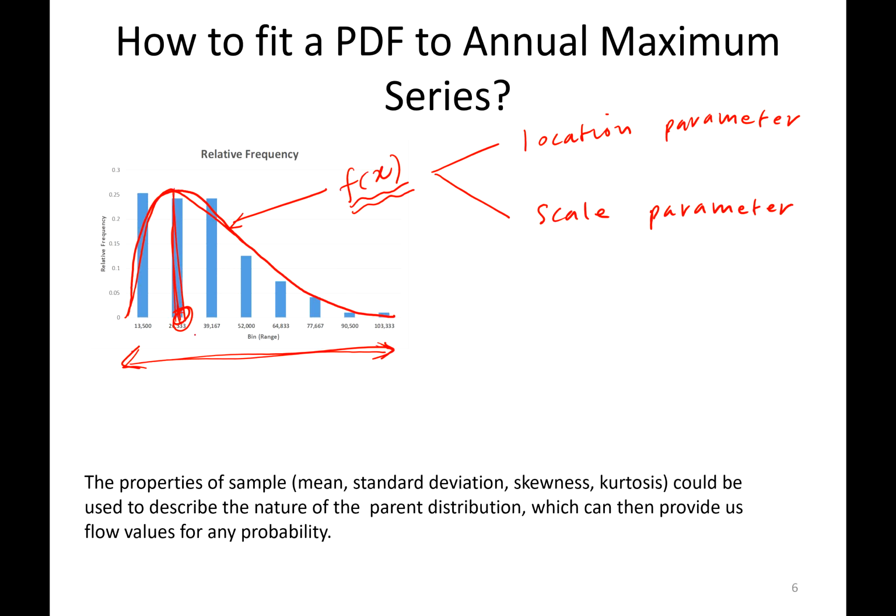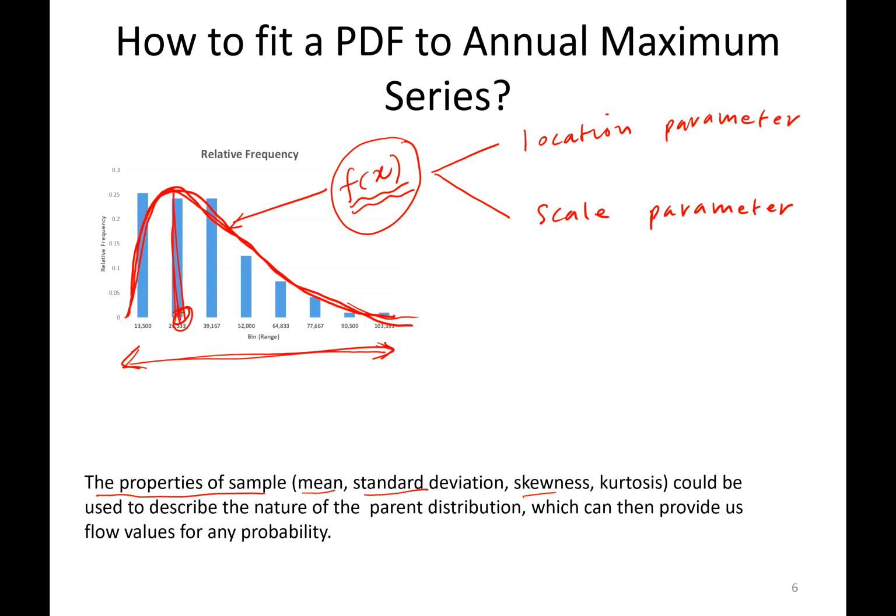And to do that, you can use some of the properties of our sample, such as mean, standard deviation, and skewness, to describe the nature of this probability density function. The assumption that we are making here is that all the values in our sample are coming from this theoretical probability density function. If we are able to do that, then we can use the function itself to find the exceedance probability corresponding to a return period and vice versa, and the flow corresponding to the return period or the exceedance probability.